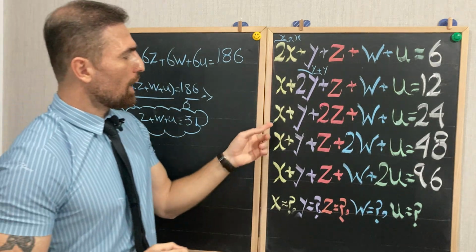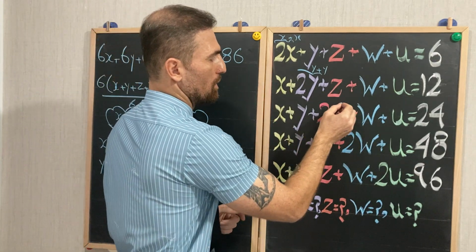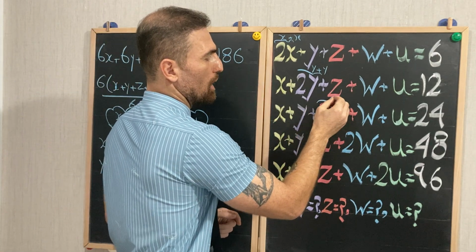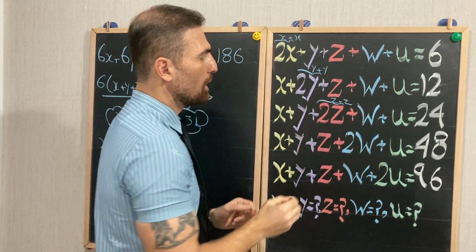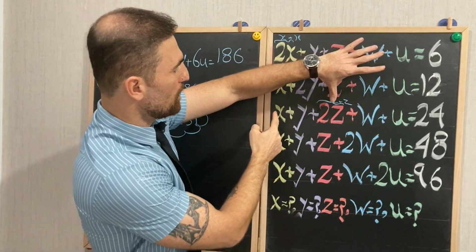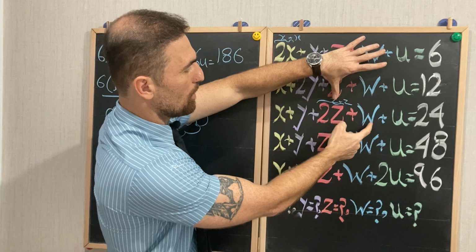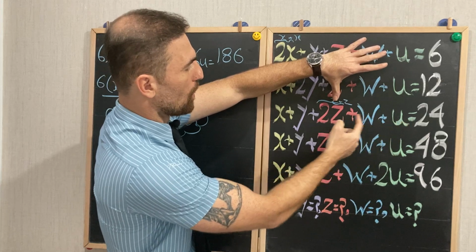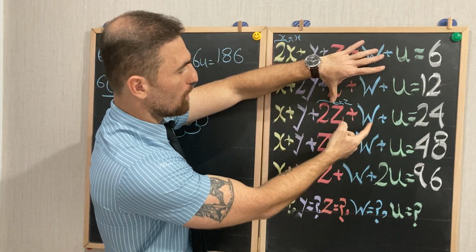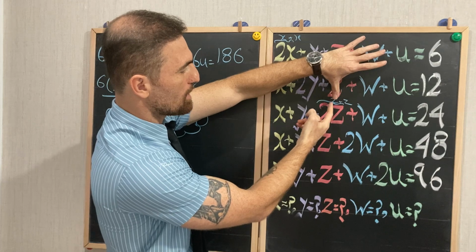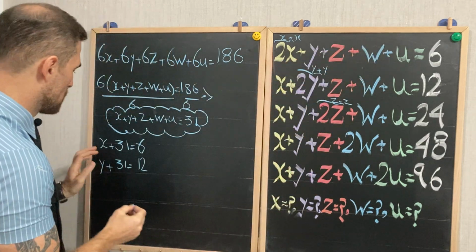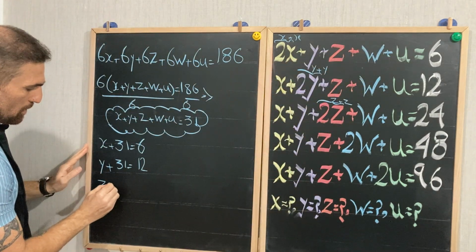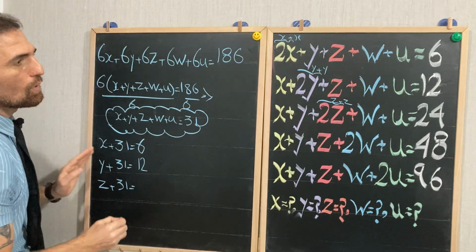Next one. x plus y plus 2z. 2z equals z plus z. Let me hide one z. It's going to be x plus y plus z plus w plus u equals 31. As you know, the sum of all variables equals 31. Therefore, we can say z plus 31 equals 24.